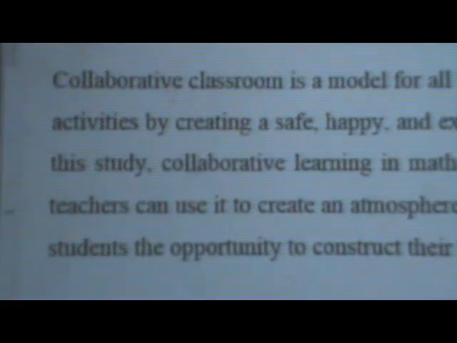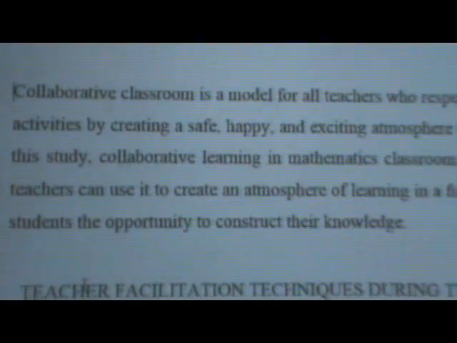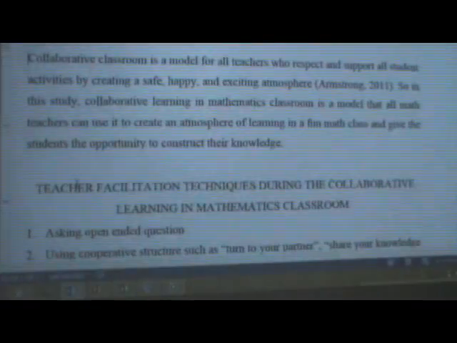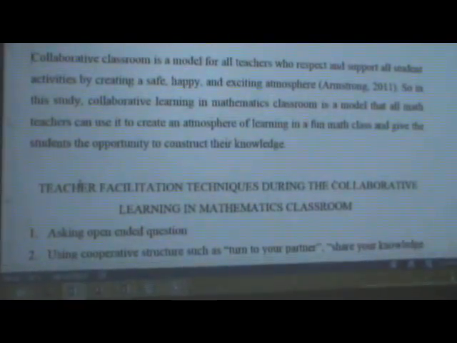What is collaborative learning in the mathematics classroom? A collaborative classroom is a model for all teachers who respect and support all student activity by creating a safe, happy, and exciting atmosphere. So in this study, collaborative learning in the mathematics classroom is a model that all math teachers can use to create a fun learning atmosphere in math class and give students the opportunity to construct their knowledge.